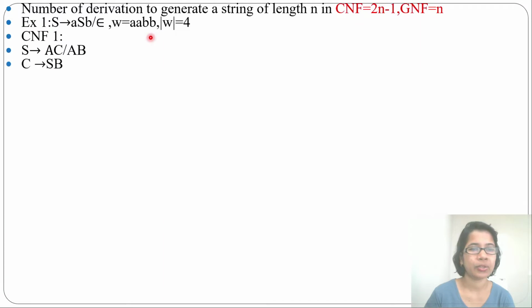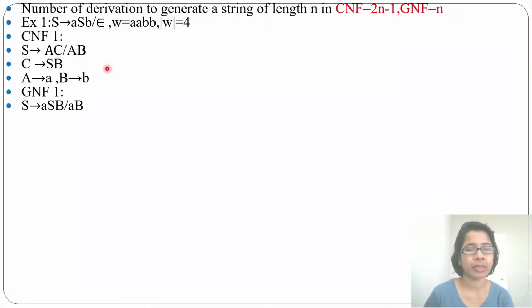CNF will be S tends to AC or AB, C tends to SB, A tends to A, B tends to B. I already discussed how to find CNF and GNF with this same example. You can go through the previous lecture. Then GNF will be S tends to ASB or AB, then B tends to B. Now we got CNF and GNF.